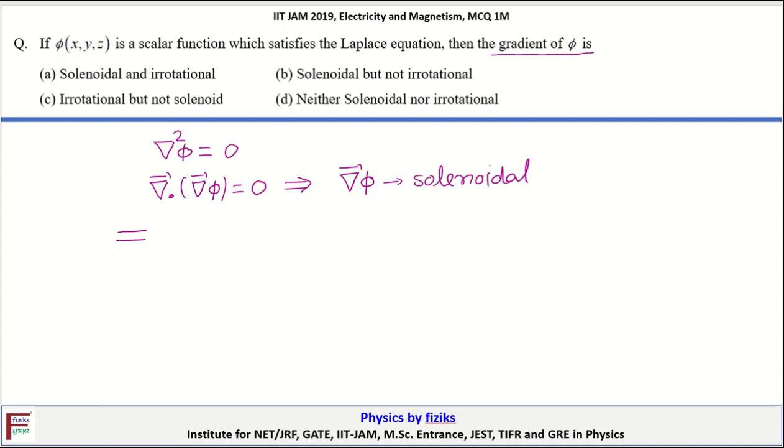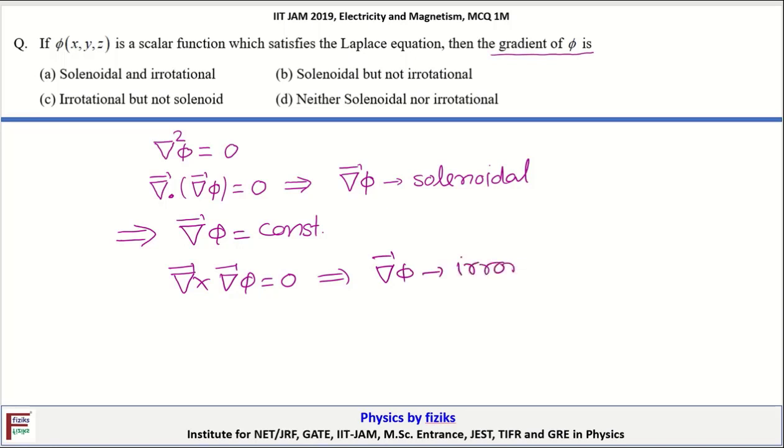We can also write that gradient phi is some constant value. And if we calculate curl of gradient phi, then that is also 0. So we can say that gradient phi has irrotational property. So from the given options, option A is correct.